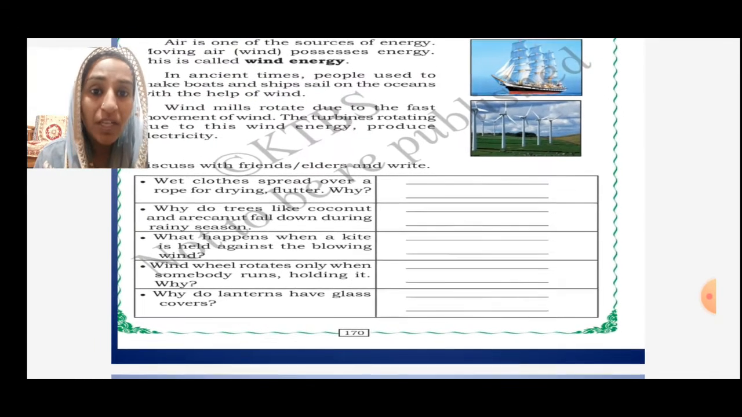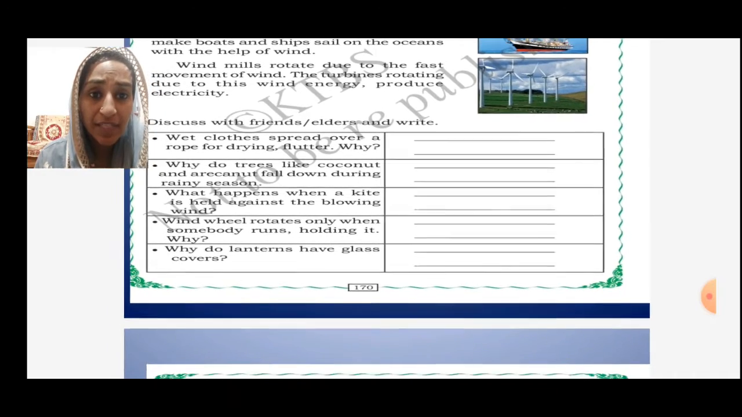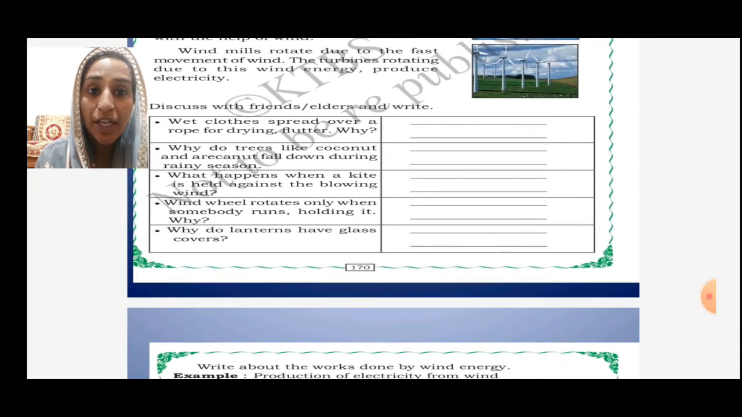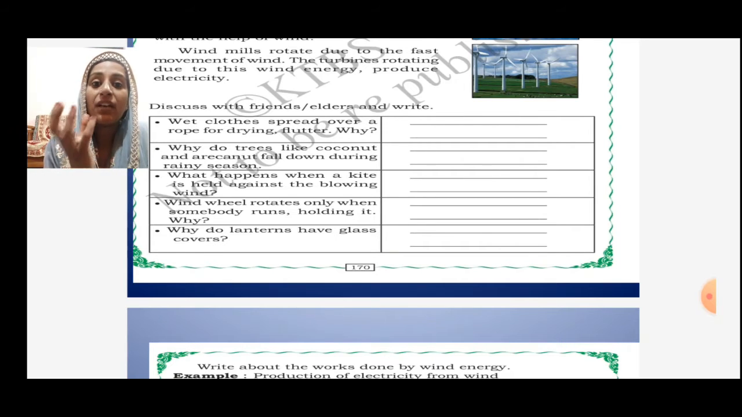Now there are few questions to discuss with friends and elders and write the answers. Wet clothes spread over the rope for drying flutter. Why? Because of wind. Why do trees like coconut and arecanut fall down during the rainy season? Because of heavy wind. The wind has enormous energy. The tree is unable to hold the fruit, and due to this energy, it falls down.